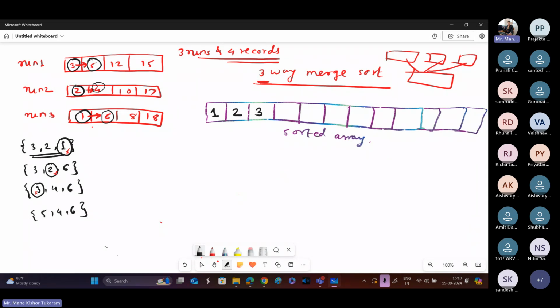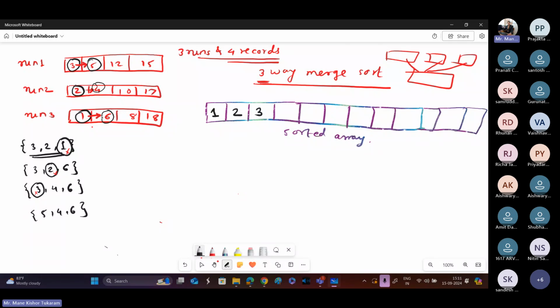Got it up to this? Yes, reply. Yes, sir. Okay. Yes, sir. So here we have to just find. So first step is we have to just take one particular element from each run. That is first element from each run. So 3, 2, 1. Again, whatever the lowest element, we have to move towards the sorted array. So the replacement is the next element from same run.